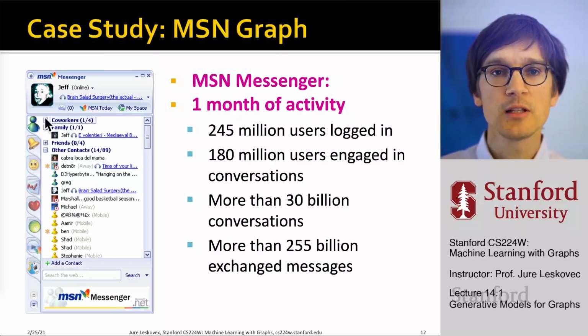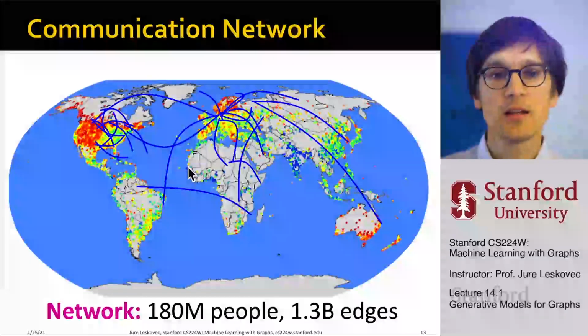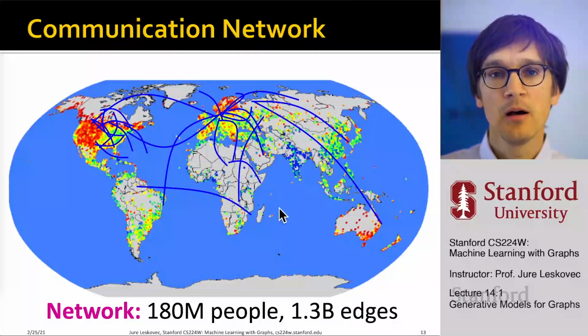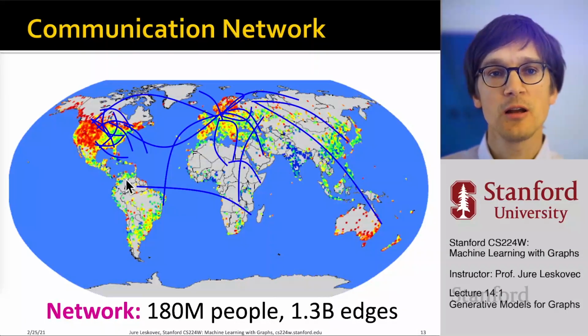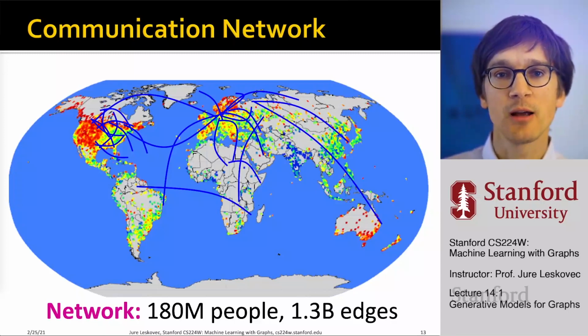So what we can do with this now is we can take this communication data and represent it as a graph. The way we are going to represent this as a graph is we'll have people, and we will connect two people if they exchanged at least one message. And the dots here represent the geographic locations of the users of this Microsoft Instant Messenger.